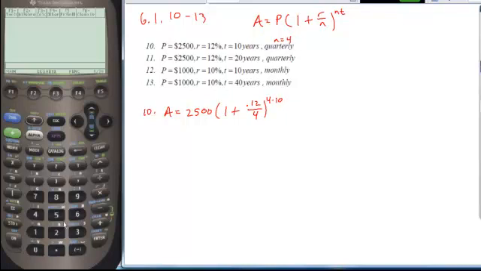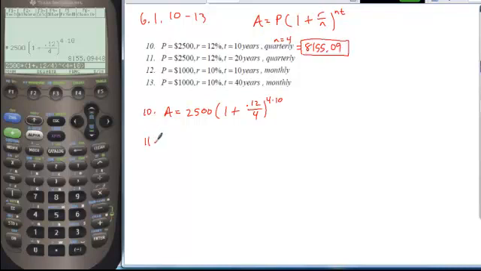So we'll go ahead and calculate this number, 2,500 times the quantity 1 plus 0.12 divided by 4, all to the power of. Since I have multiple factors in my power, I need to group it in a set of parentheses, and I get my solution to be about $8,155.09.